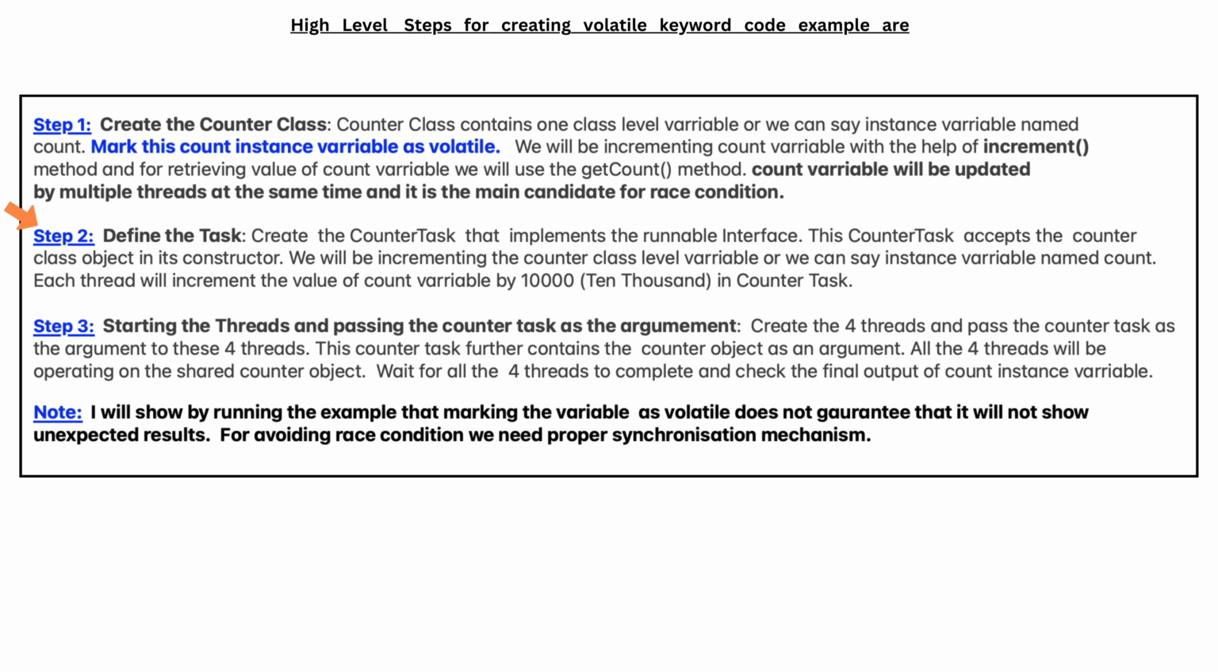Step 2. Define the task. Create the counter task that implements the runnable interface. This counter task accepts the counter class object in its constructor. We will be incrementing the counter class variable, or we can say instance variable named count. Each thread will increment the value of count variable by 10,000 in counter task.